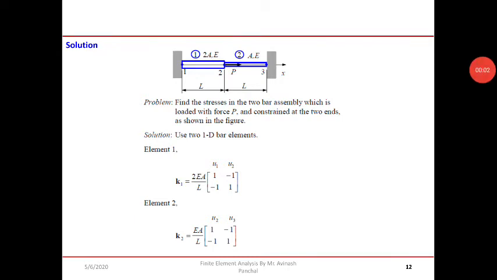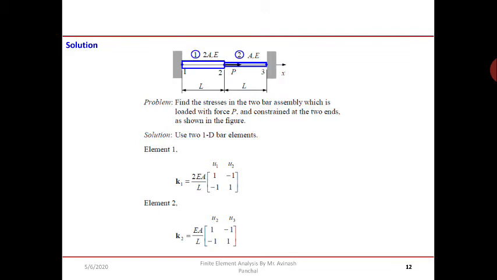Hello students. So we are considering this problem on a one dimensional bar element. Here we have a step bar having two elements. The bar is fixed at both the ends. What is given in the problem: find the stresses in the two bar assembly which is loaded with force P and considered fixed at the two ends as shown in the figure.